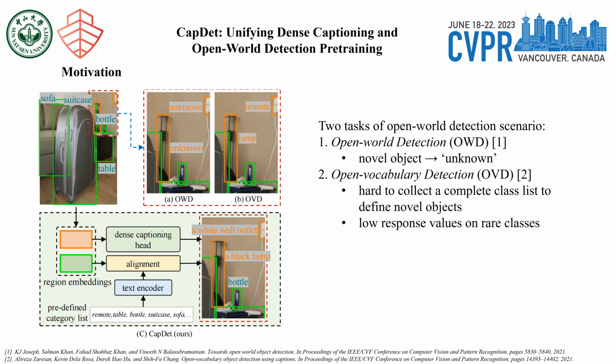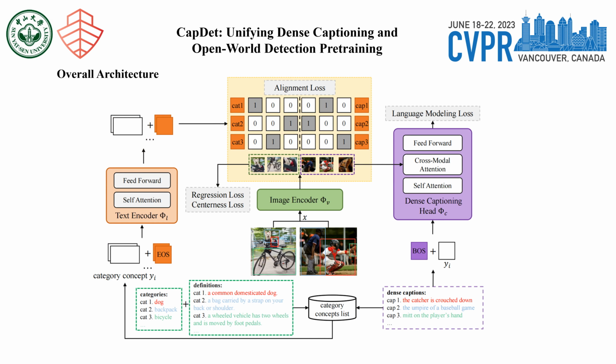We propose to unify the two pipelines of dense captioning and open world detection pretraining into one framework. This is the overall architecture of CapDet. The training paradigm of CapDet contains open world object detection pretraining and dense captioning. In detection, CapDet contains a visual language encoder. The image encoder generates region embeddings from detection and dense captioning data.